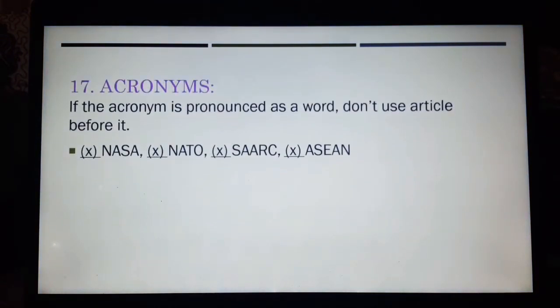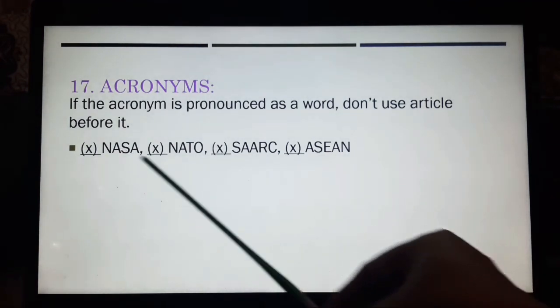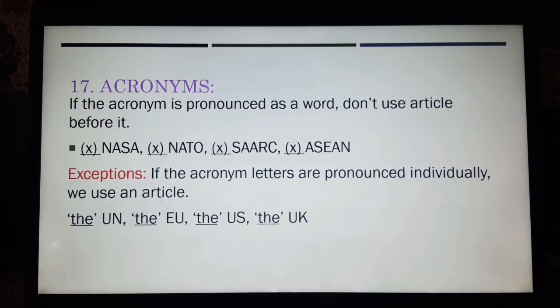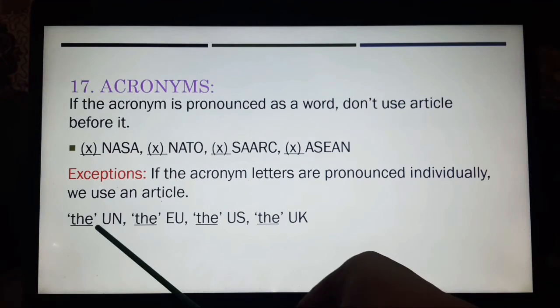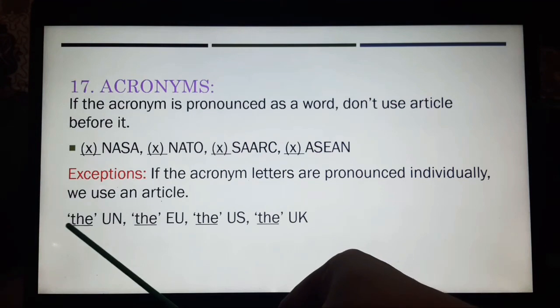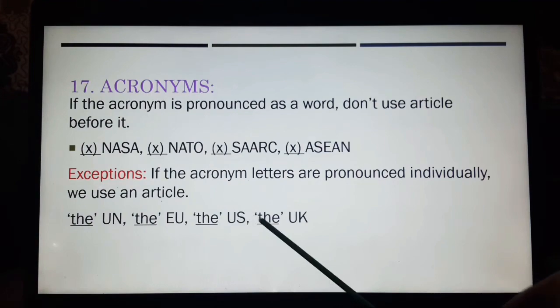Acronyms. We do not use an article when the acronym is pronounced as a word, such as NASA, NATO, SAARC, ASEAN. But there are exceptions. If the acronym letters are pronounced individually, we use an article, such as the UN. Here you see the U and N both are pronounced individually, so we will use the before it. The EU, the US, the UK.